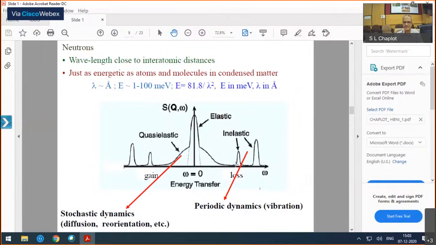And then you have delta functions on both sides, at the positive energy transfer or negative energy transfer, very similar to the Stokes and anti-Stokes peaks you have in Raman scattering. So these are the excitations. The width is shown because of the instrumental resolution, but essentially these are delta functions which may have an inherent width as well. So these are the excitation peaks, and this is the broad Lorentzian peak due to the quasi-elastic scattering coming from the stochastic dynamics.